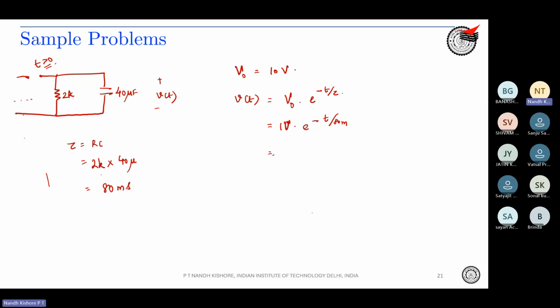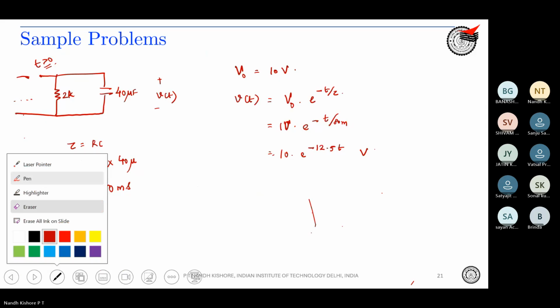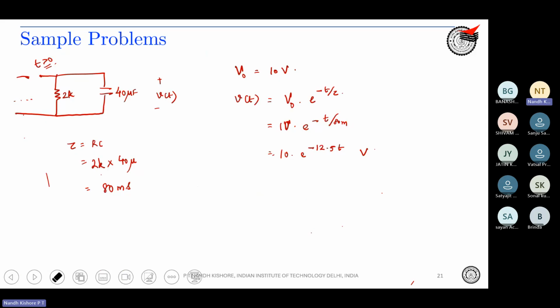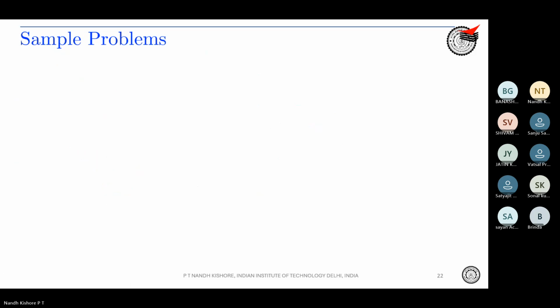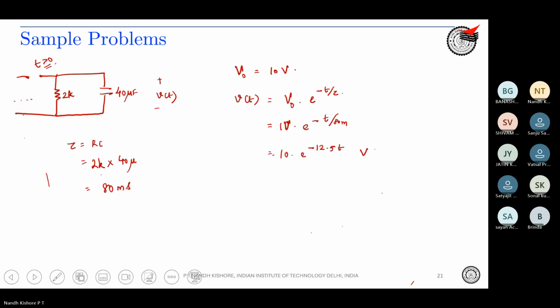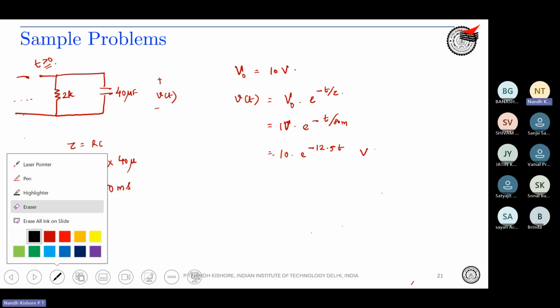Correct. Or if I do 1 by that, I will get 10 into e power minus 12.5 t. Are you getting this? Directly by inspection, I can write the answer. Okay, practice more and more problems. Practice a lot of problems.